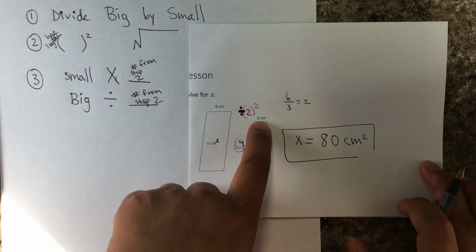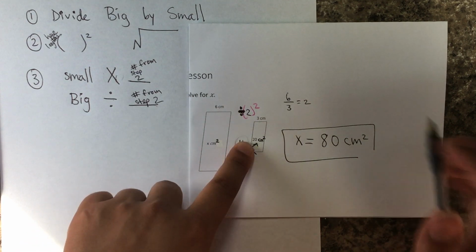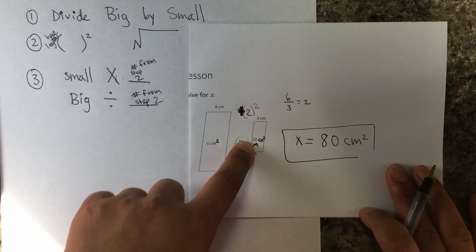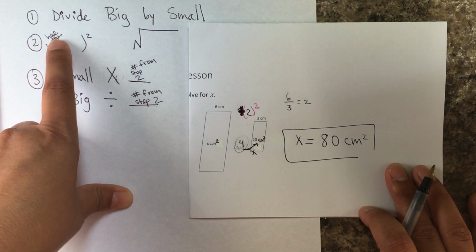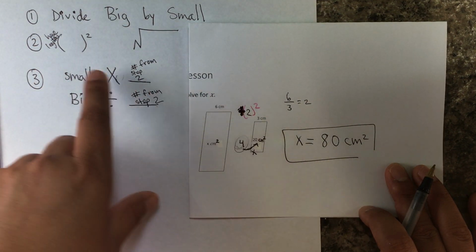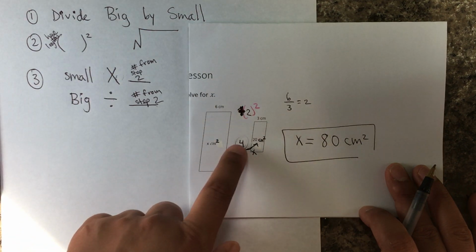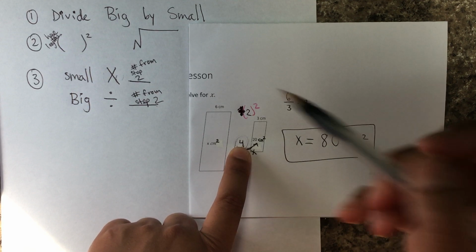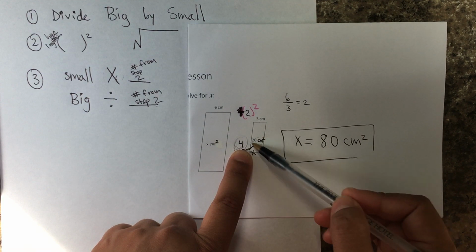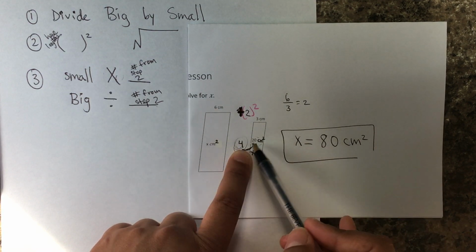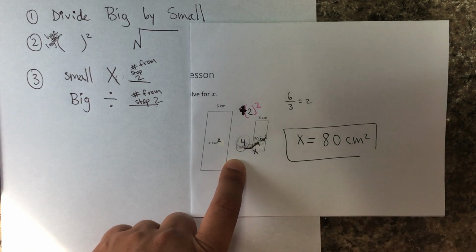Okay? Again, first step, divide big by small. So 6 divided by 3 gives me 2. The second step is that if you have lengths, because that's what we had, then we're going to square that unit. So 2 times 2, 2 squared is 4. Okay? And the last step is, since the value that we have for the areas is the small one, we're going to multiply those two values. And 4 times 20 is 80.